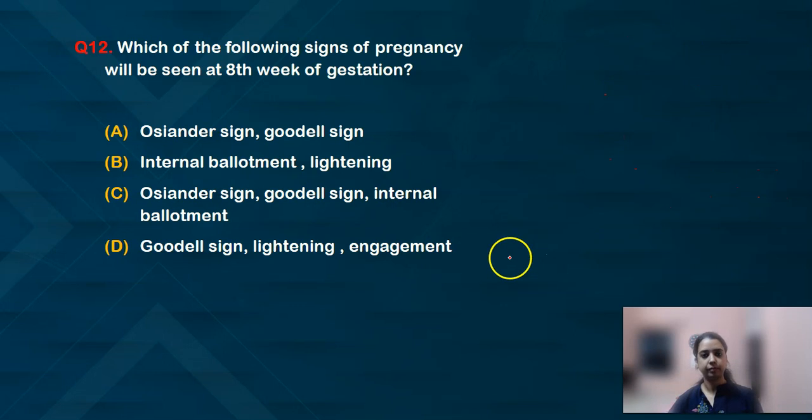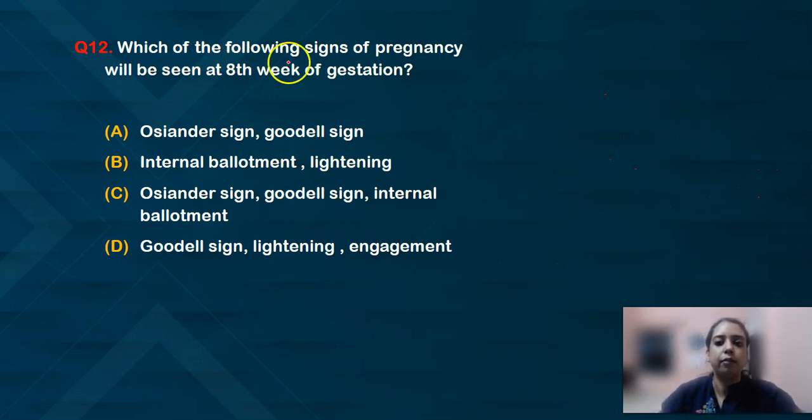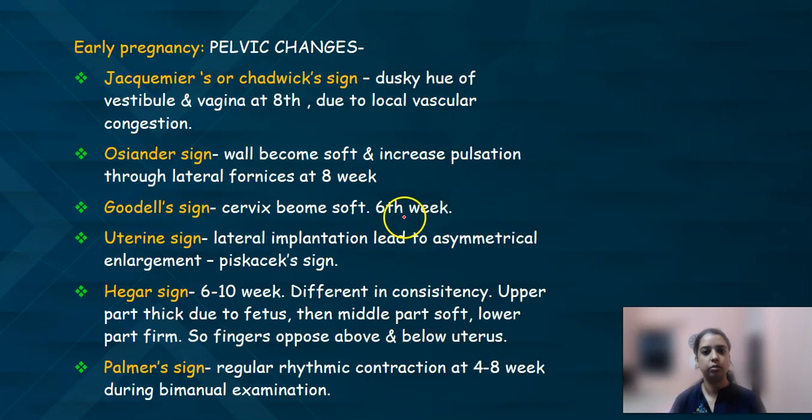Okay. Next question. Which of the following signs of pregnancy will be seen at the 8th week of gestation? Osiander's sign, Goodell's sign, internal ballottement, lightening, or engagement. So let's go through the signs of pregnancy. Signs of pregnancy could be early, mid and late.